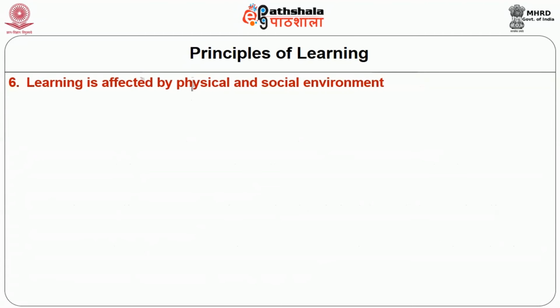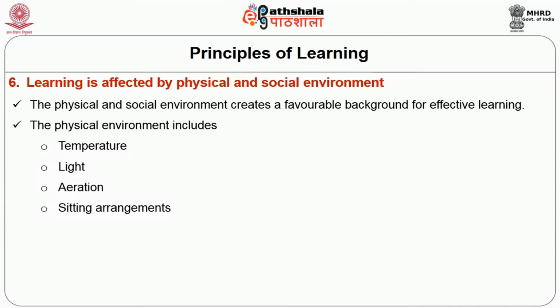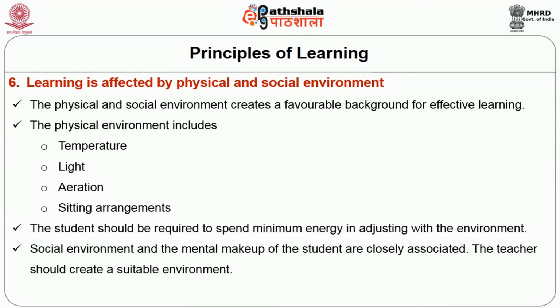The next principle is learning is affected by physical and social environment. The physical and social environment creates a favorable background for effective learning. The physical environment includes temperature, light, aeration, and sitting arrangements. The students should be required to spend minimum energy in adjusting with the environment. Social environment and the mental makeup of the students are closely associated. The teacher should create a suitable environment.